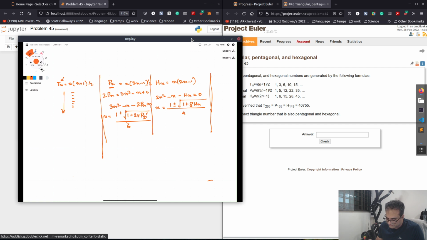Oddly enough, wait, let me check. Let me see. What are the conditions in which, for this to be an integer, the square root of 1 plus 24 Pn has to be a square, a whole square.